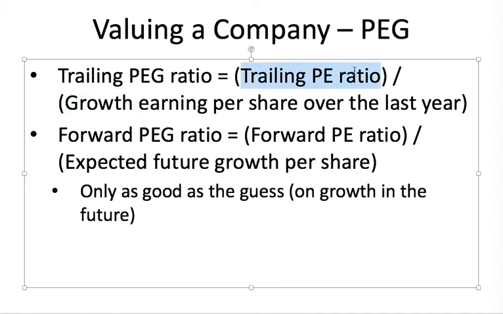If you do the trailing PE divided by how much the earnings have grown over the last year, then this is called the trailing PEG ratio. If you take the forward PE ratio and divide it by how much you expect the earnings to grow over the next 12 months, since both of these things are looking into the future, this would be called a forward PEG. Once again, your forward PEG will only be as good as your guesses about future earnings and future growth in earnings.